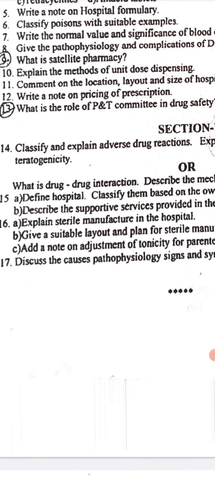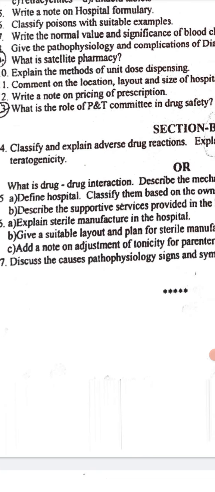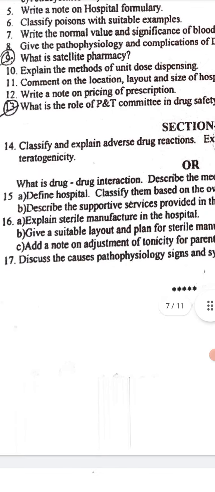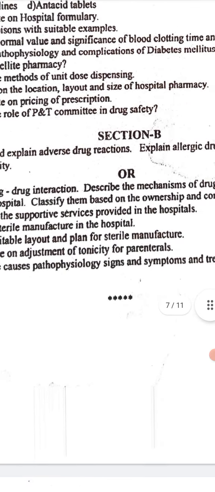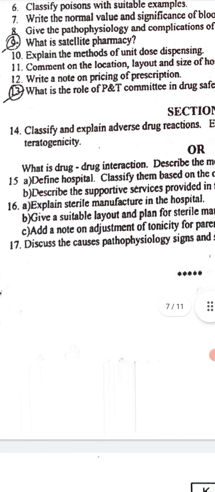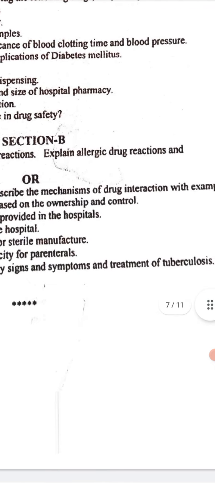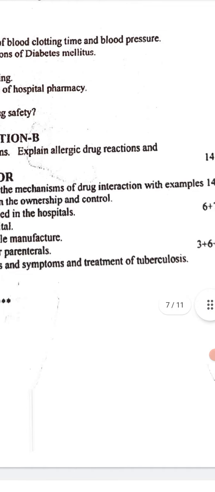16A is explain sterile manufacturing in the hospital. B is give a suitable layout and plan for the sterile manufacturing. C is add a note on the adjustment of tonicity for the parenterals. And the last question is discuss the causes, pathophysiology, signs and symptoms and treatment of tuberculosis.